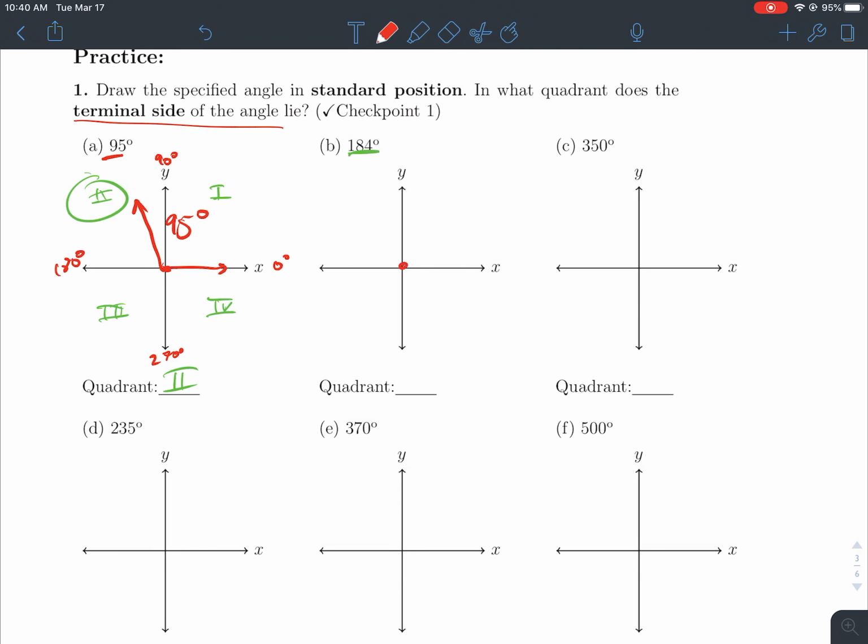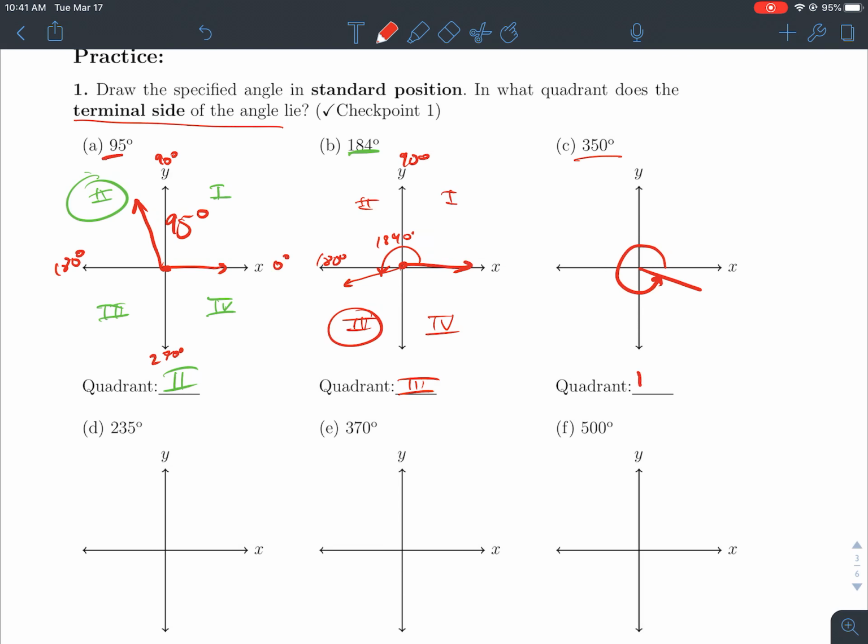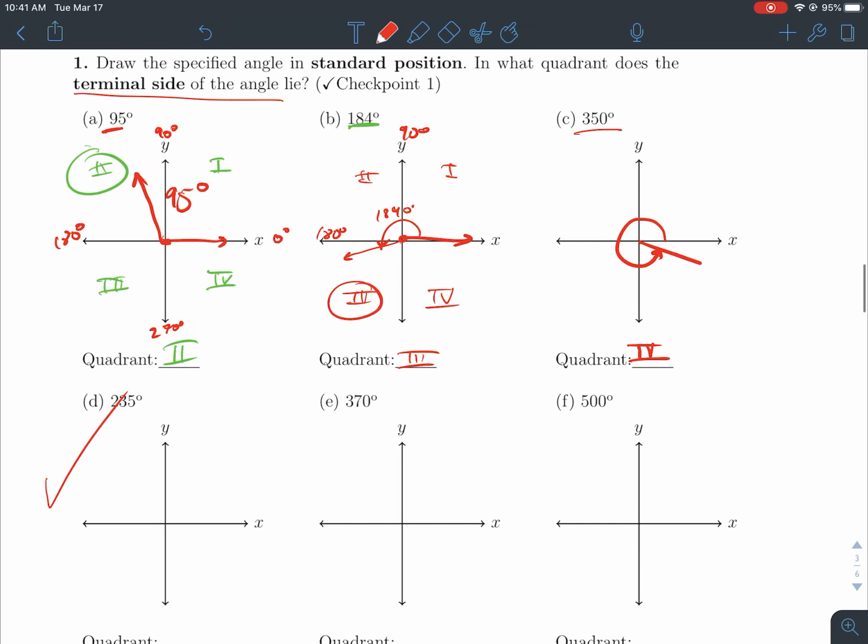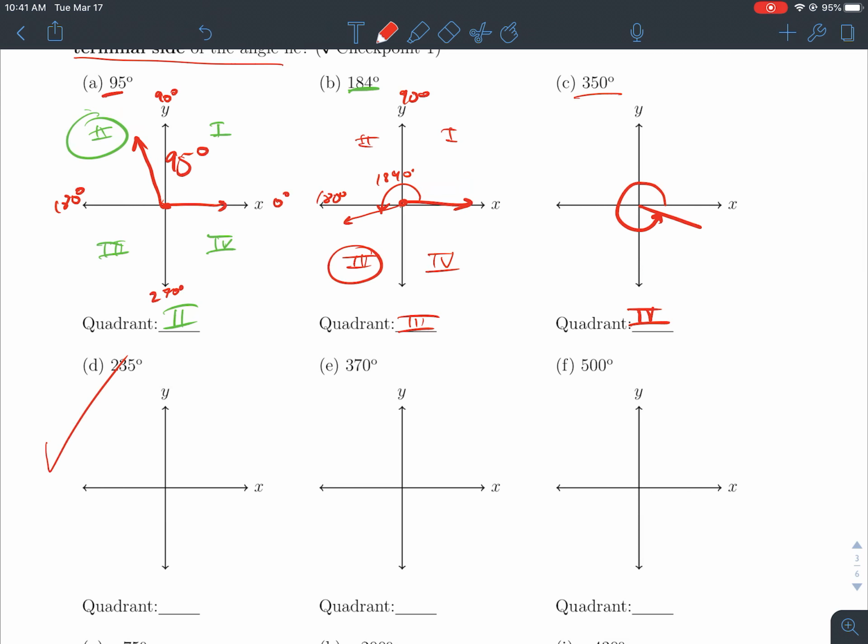184 degrees is going to be a little bit past 180. So we have 90 straight up, because that's a right angle. We have 180 here. So this will be 4 degrees past that, 184 degrees. And so that ends in quadrant 1, 2, 3, 4. Quadrant 3. 350 is just short of a full circle, 10 degrees short of a full circle, so that's quadrant 4. And now you guys got problem D, so I'm going to leave that.